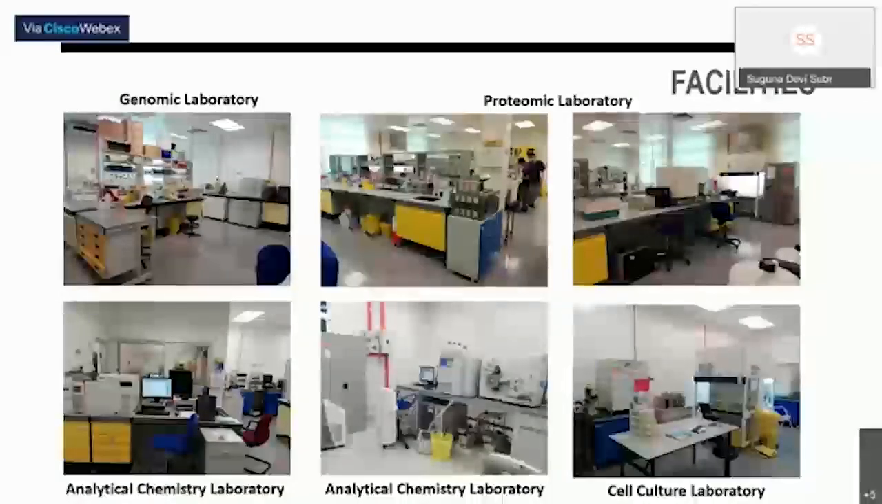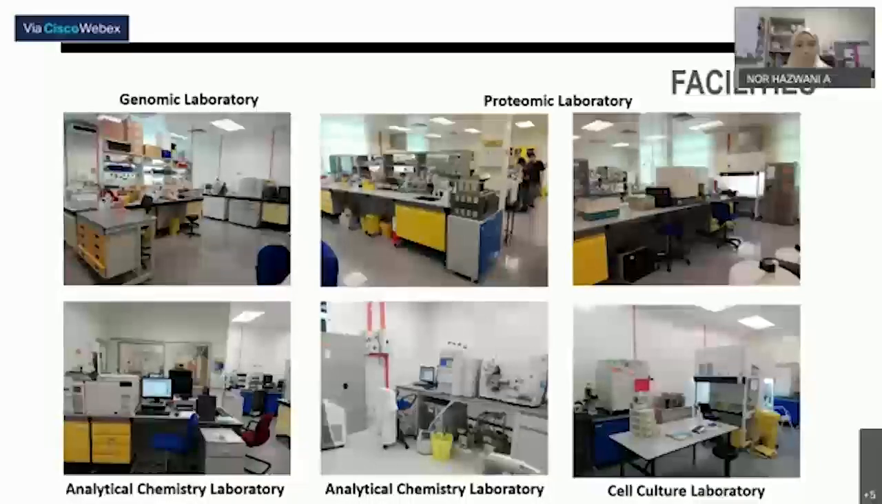For the facilities, we managed to snap some pictures from our oncology laboratory. Our lab can be subdivided into a few labs: genomic labs, proteomic labs, and analytical chemistry labs. We have a cell culture lab as well. This is a separate lab whereby you can do all the cell culture work.